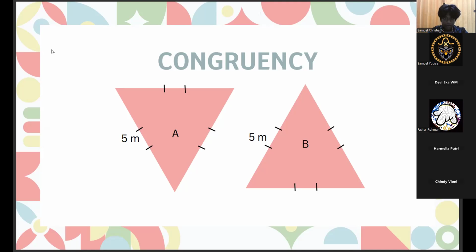Two figures like this are said to be congruent if they have the same shape and size, because they are totally the same. It's totally equal. Look at shape A and shape B. Shape B is just shape A rotated in another direction, but it's the same shape and size. That's the congruency. Next slide, please.